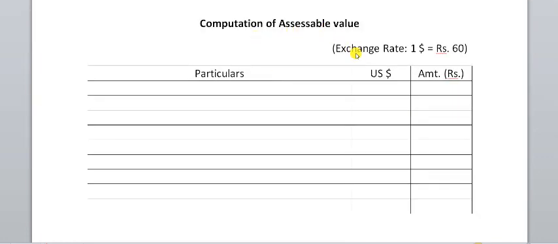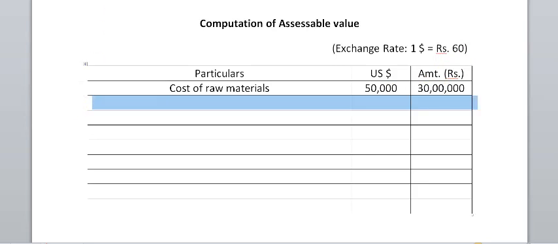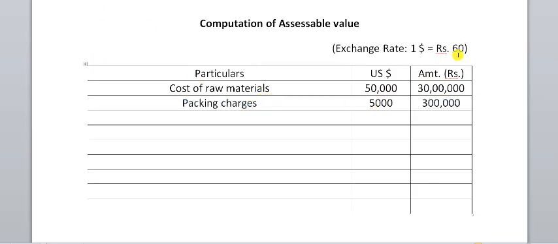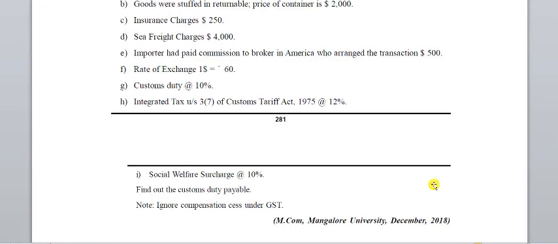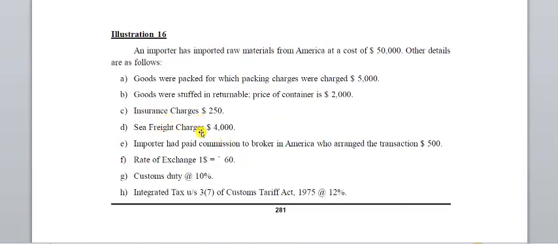So, computation of assessable value. Exchange rate $1 is equal to rupees 60. You have to take US dollar and also Indian rupees. So cost of raw material, they have said 50,000 US dollars. This has to be converted into Indian rupees. So 50,000 into 60, 30 lakh. Next, packing charges 5,000 into 60, 3 lakh. FOB price 55,000 US dollars, that is 30 lakh plus 3 lakh, 33 lakh. See here, insurance charges and freight charges are taken later, after the FOB price.